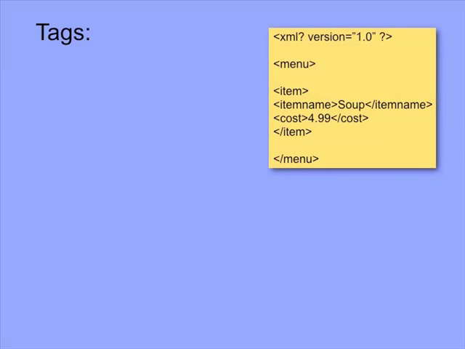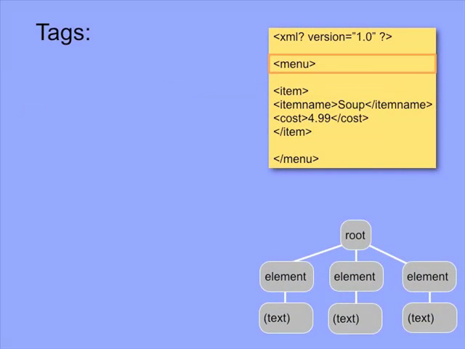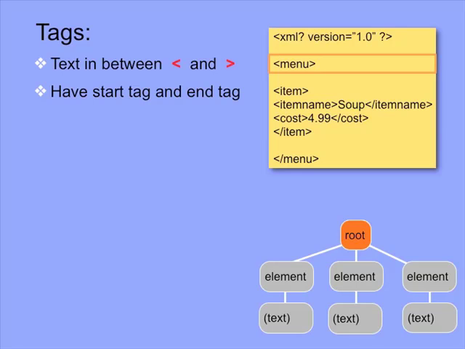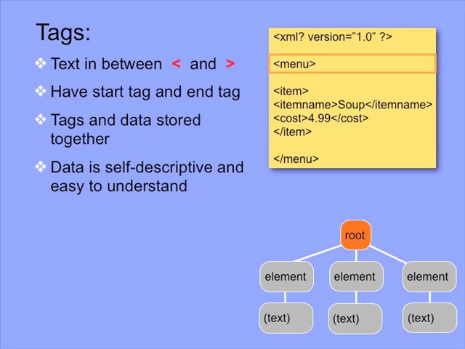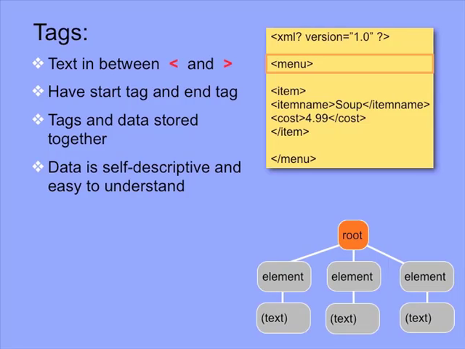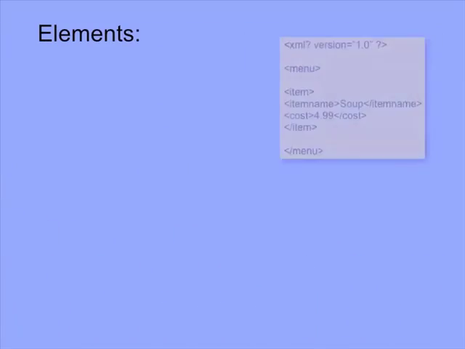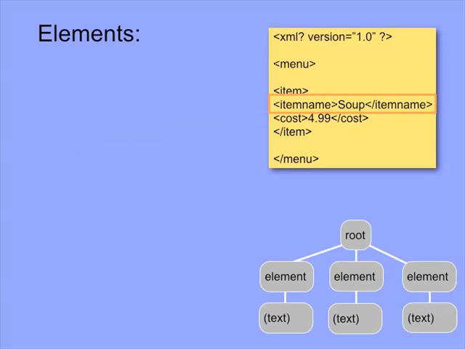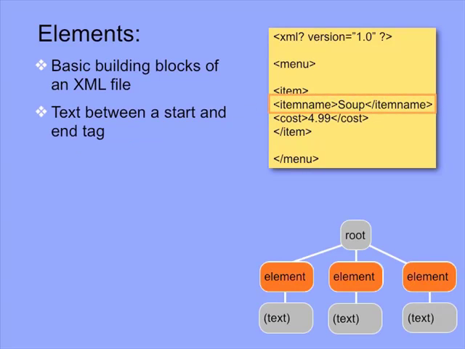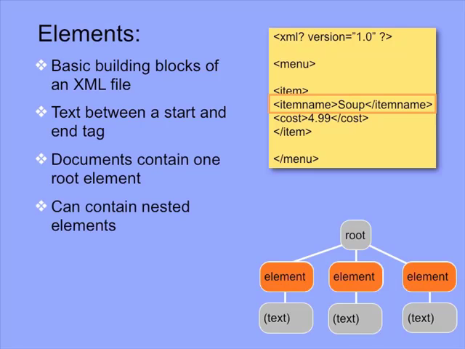Just like in HTML, in XML, tags are bits of code between angled brackets. Tags, for example the start and end tag, are used in XML to define elements. Tags and data are stored together, and data is self-descriptive and easy to understand. Elements are the basic building blocks of an XML file. Elements are the text between a start and end tag. Documents contain one root element, but can also contain several nested elements.